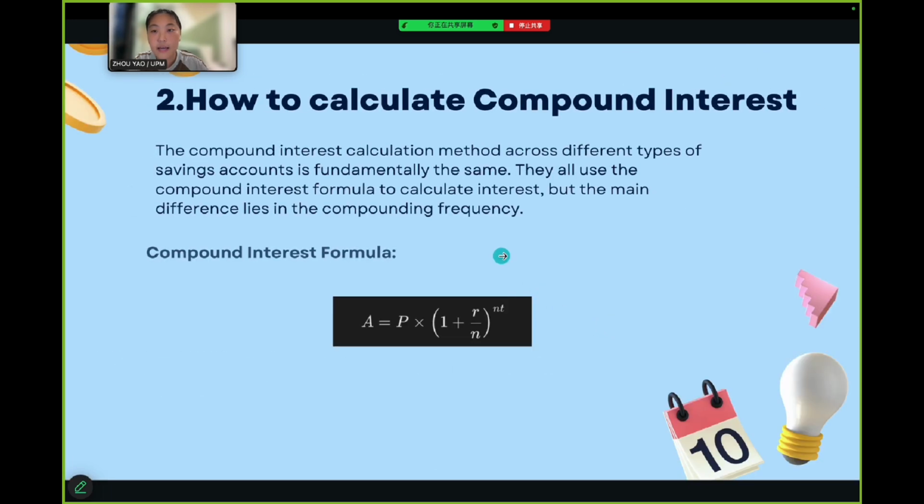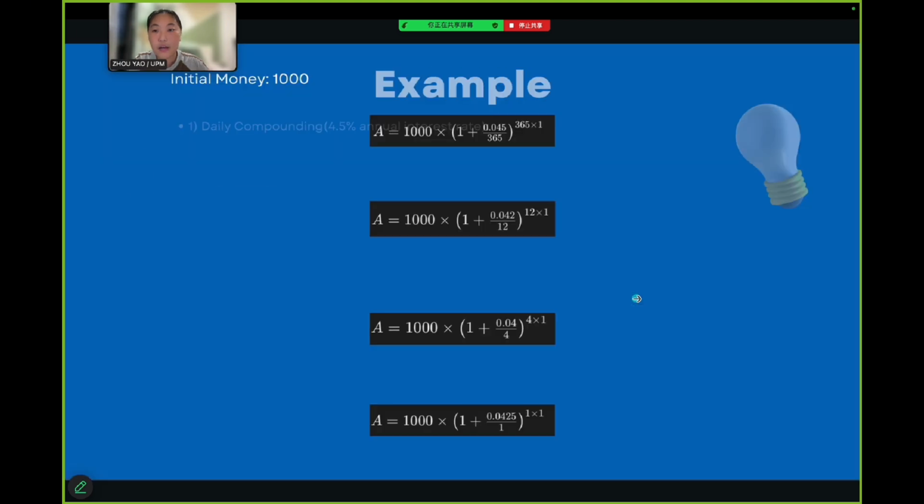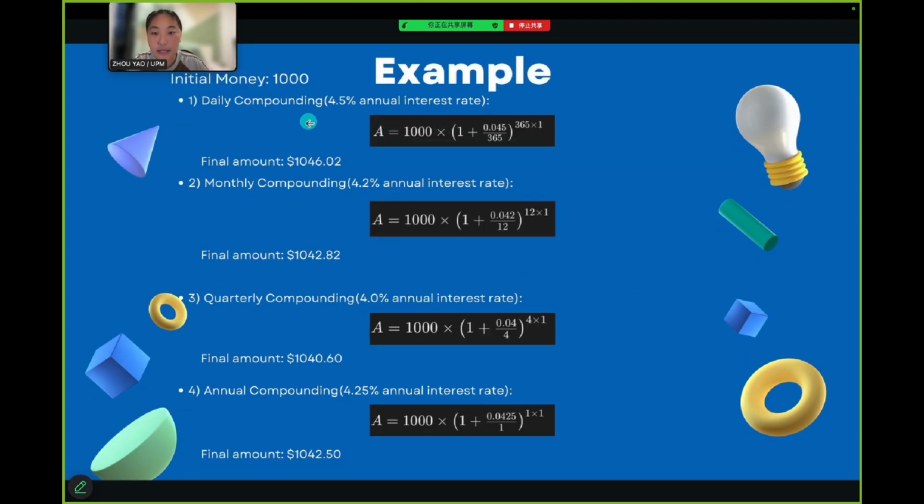Then we will talk about how to calculate compound interest. For different types of savings accounts, they all use the compound interest formula to calculate interest, but the main difference lies in the compounding frequency. For example, if you choose daily compounding and your annual interest rate is 4.5%, then you will get this equation, and your final amount is 1046.02. You can also use this formula to calculate monthly compounding, quarterly compounding, and annual compounding.